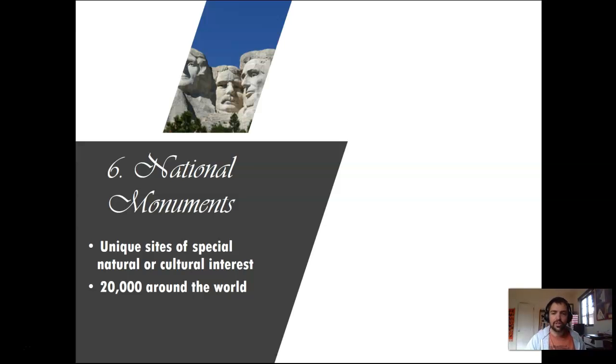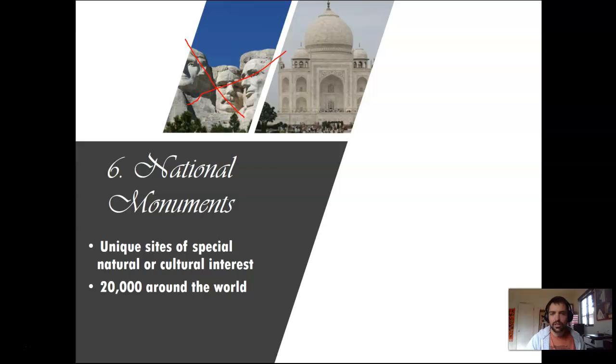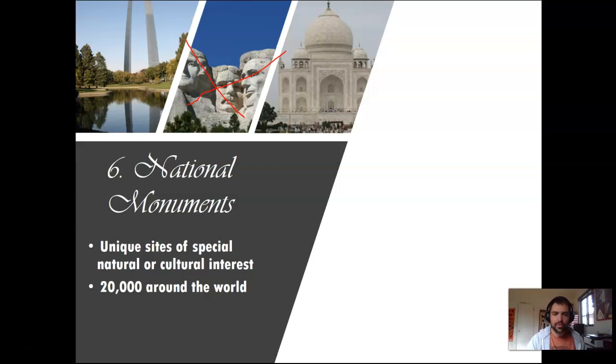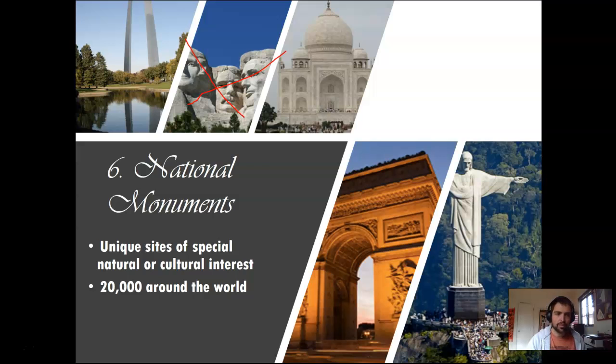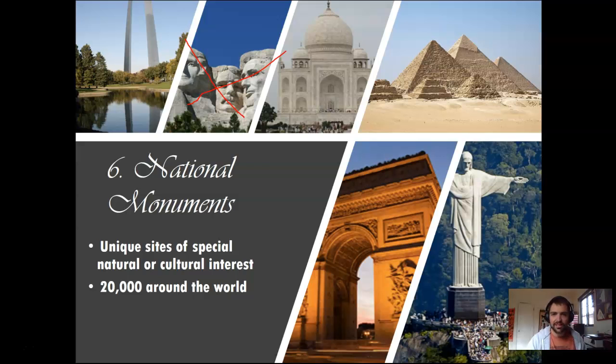20,000 around the world. And we don't like that one because that's a sacred indigenous mountain in South Dakota. So the tribes are pushing to have that one removed, even though it's very famous, Mount Rushmore. The Taj Mahal. So there's 20,000. So these are more physical man-made sites that are preserved.